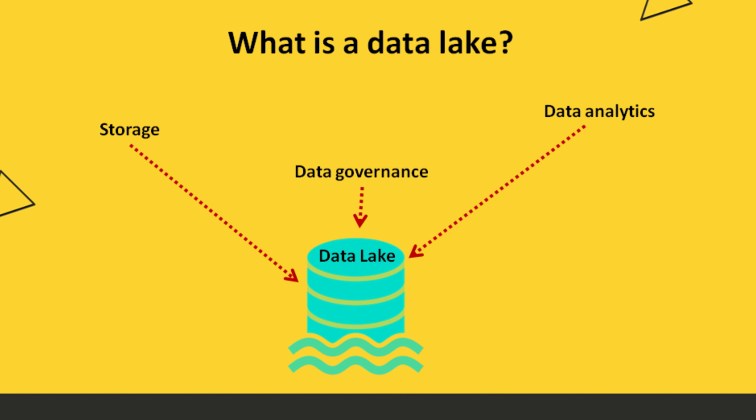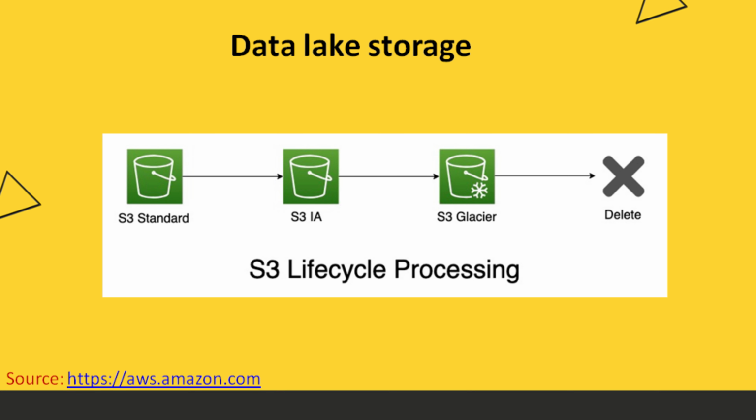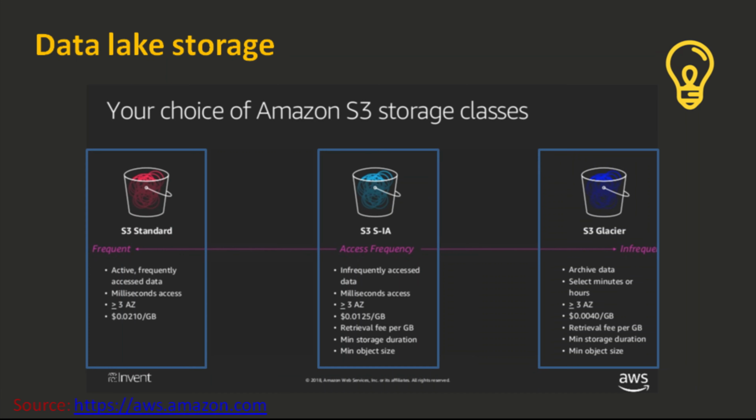Okay, let's start with storage options. A data lake architecture in AWS uses S3, Simple Storage Service, as a cost-effective solution. Then why are we using S3? Why do we build a data lake on Amazon S3? Because Amazon S3 is designed for 11 nines of data durability. That means 99.999999999% of data durability.